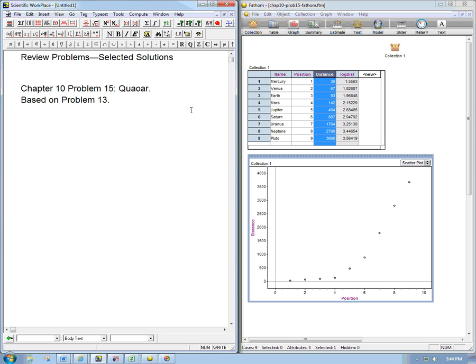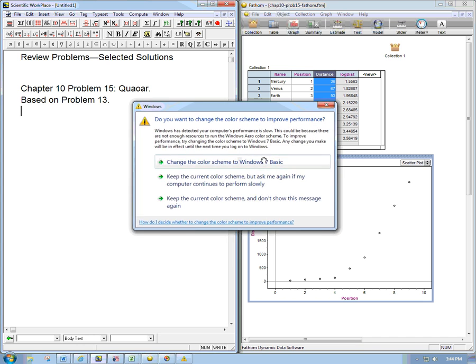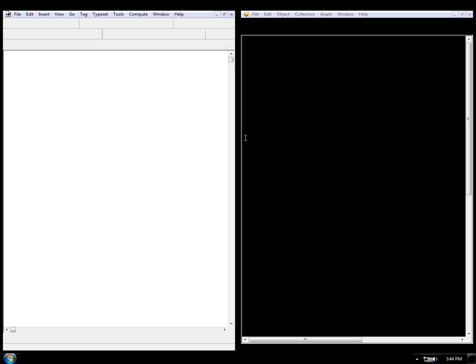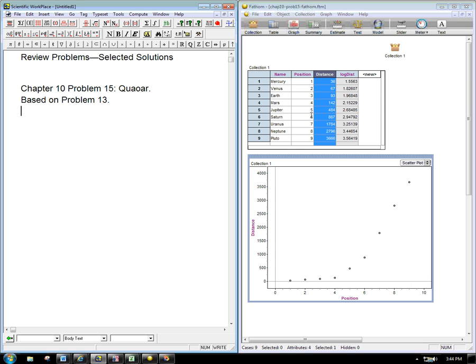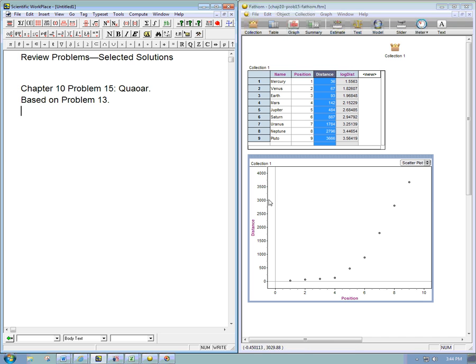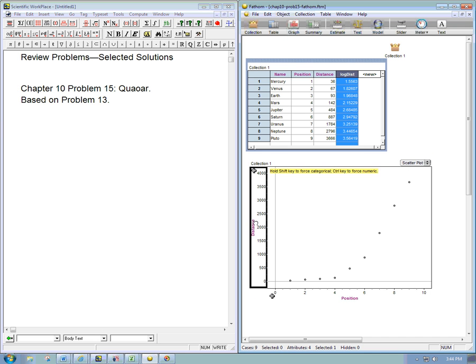Well, how do you tame exponentials? You take the log of them. Okay, so instead of graphing distance versus position, I did the log of the distance, and let's wait for it to come back here. I did the log of distance, and let's put that in here.